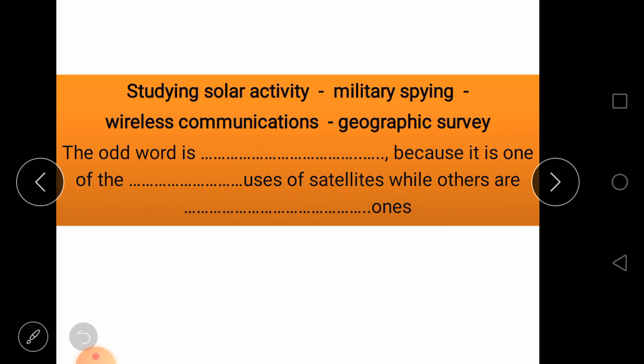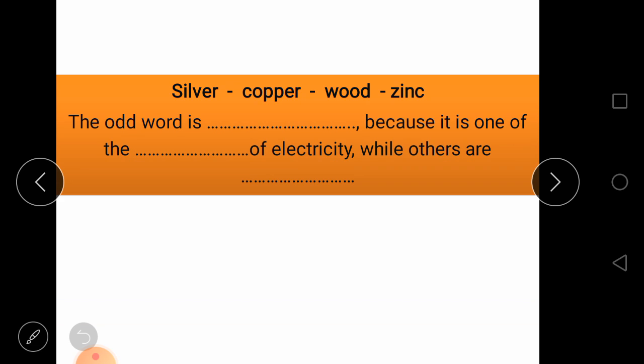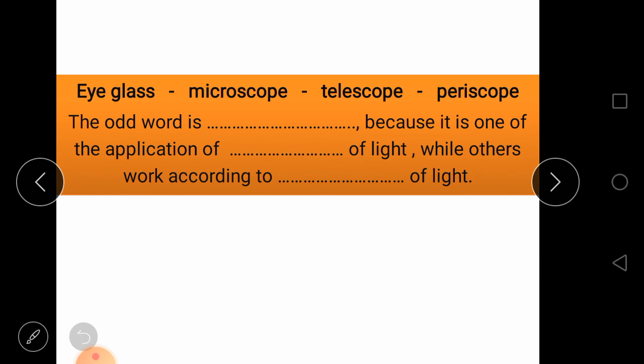Studying solar activity, military spying, wireless communications, geographic survey. The odd word is studying solar activity because it is a scientific use of satellites, while others are applied uses of satellite. Silver, copper, wood, and zinc. Yes, the odd word is wood because it is an insulator, while others are conductors of electricity. Eyeglass, this is also common: eyeglass, microscope, telescope, periscope. The odd word is periscope because it is reflection of light, while others are refraction of light.